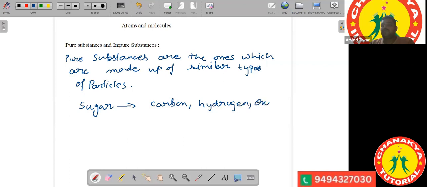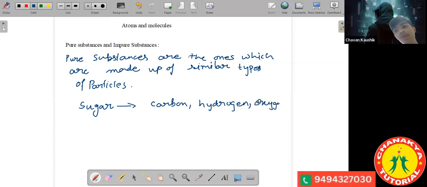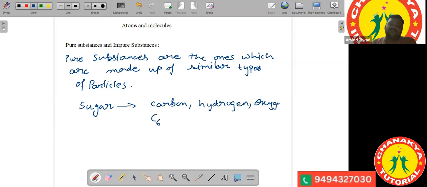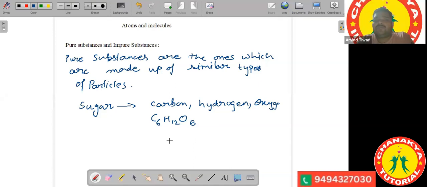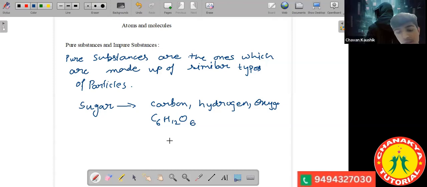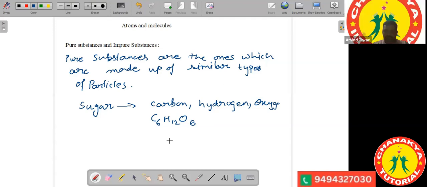Okay. Sir, can we write sugar as CHO then? No, it is written as C6H12O6. Sir, why? Because of the ratio in which the atoms of carbon, hydrogen, and oxygen are present. The atoms are present in the ratio of 6:12:6.